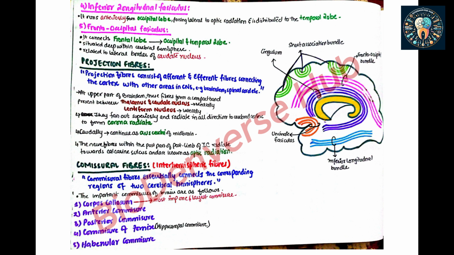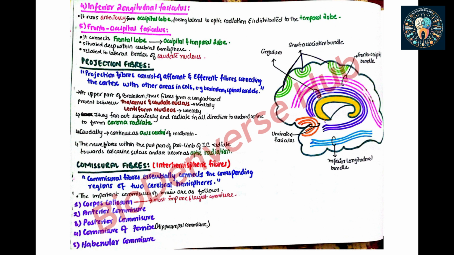Now we will move on to the projection fibers. Projection fibers consist of the afferent and efferent fibers connecting the cortex with other areas in the central nervous system, for example the brainstem or the spinal cord. At the upper part of the brainstem, these fibers form a compact bundle between the thalamus and the caudate nucleus medially and the lentiform nucleus laterally. They fan out superiorly and radiate in all directions to the cerebral cortex to form the corona radiata. Caudally, they continue as the crus cerebri of the midbrain.